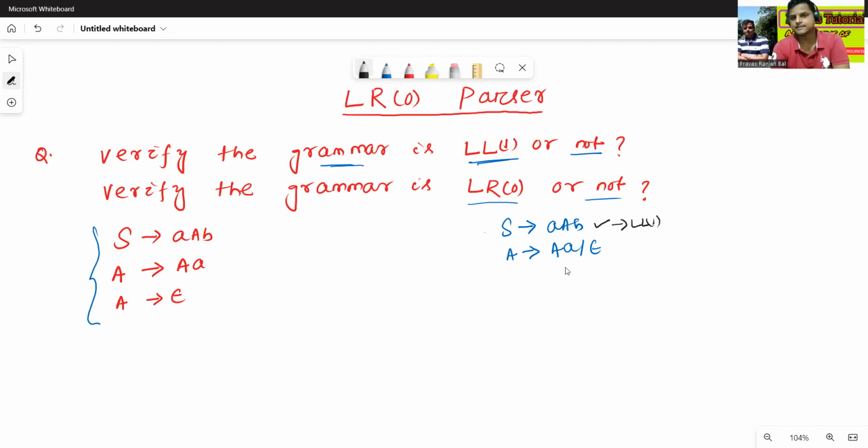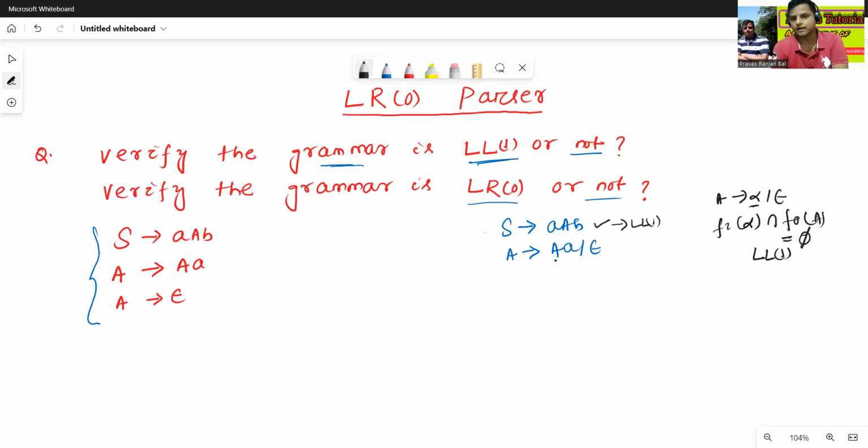Now we'll check the second one. Since it contains epsilon, as we have already discussed in previous classes, if a production is like A → alpha | epsilon, in this case we will find first of alpha intersection follow of A. If first of alpha intersection follow of A equals phi, then this grammar is LL1.